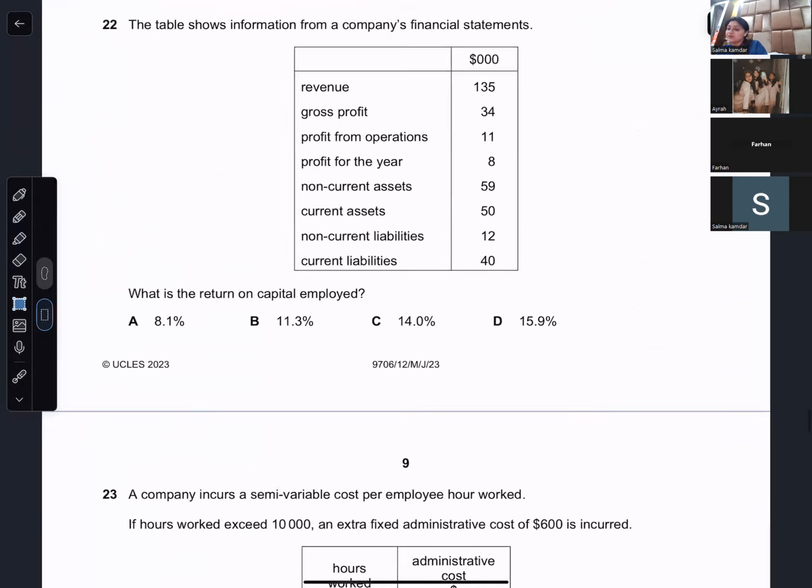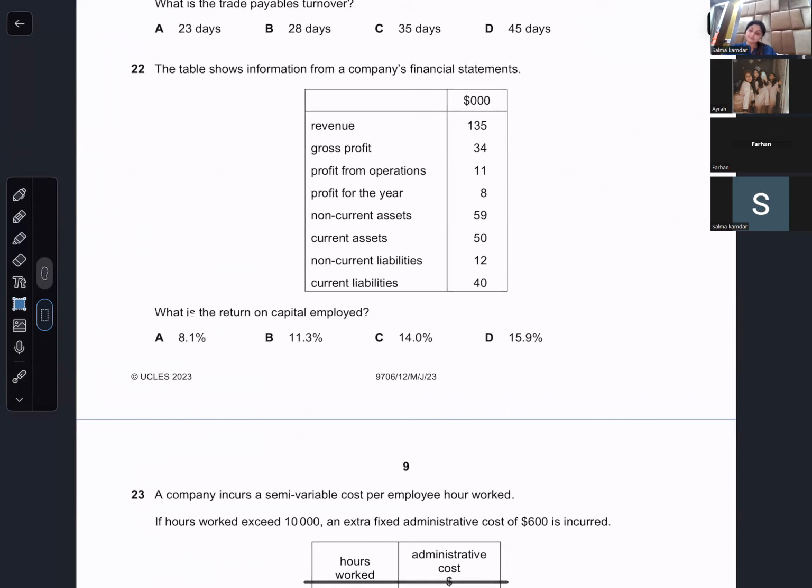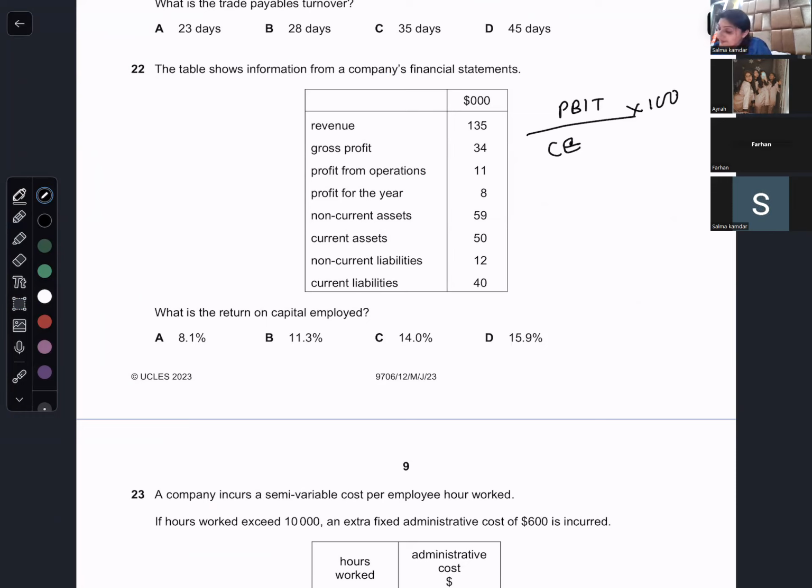The table shows information. Return on capital employed: ROCE is equal to PBIT divided by capital employed into 100. PBIT is profit before interest, so profit from operations is 11,000. What would my capital employed be? My non-current assets and current assets: 59 and 50, so this becomes 109.